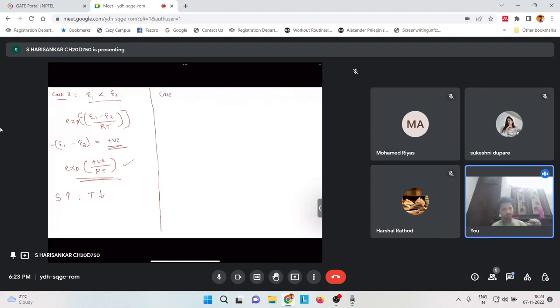Then the final case, case 3, where E1 is equal to E2. In that case, E1 minus E2 will be 0, and this exponential term will be e raised to 0, which is 1. That means for parallel reactions where the activation energies of the two reactions are the same, the selectivity will be independent of temperature.